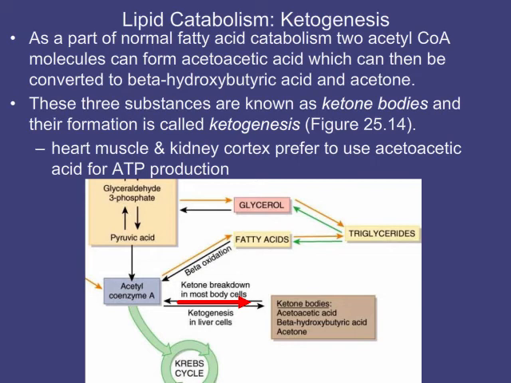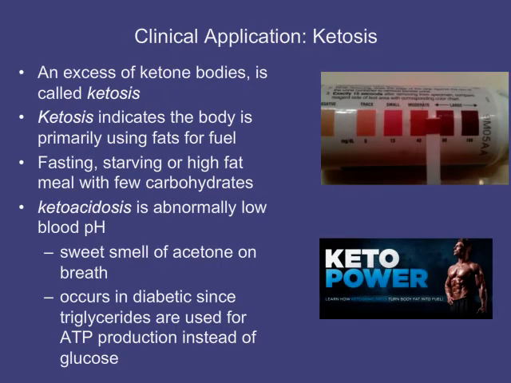And it's important because the heart muscle and also the cortex of the kidney prefer to use these molecules for ATP production. However, if we have excessive amounts of ketones generated, we can have a process called ketosis occurring. Ketosis indicates that the body is primarily using fats for fuel. Either we're eating only fats or we're breaking down our own body fat reserves because we're starving.